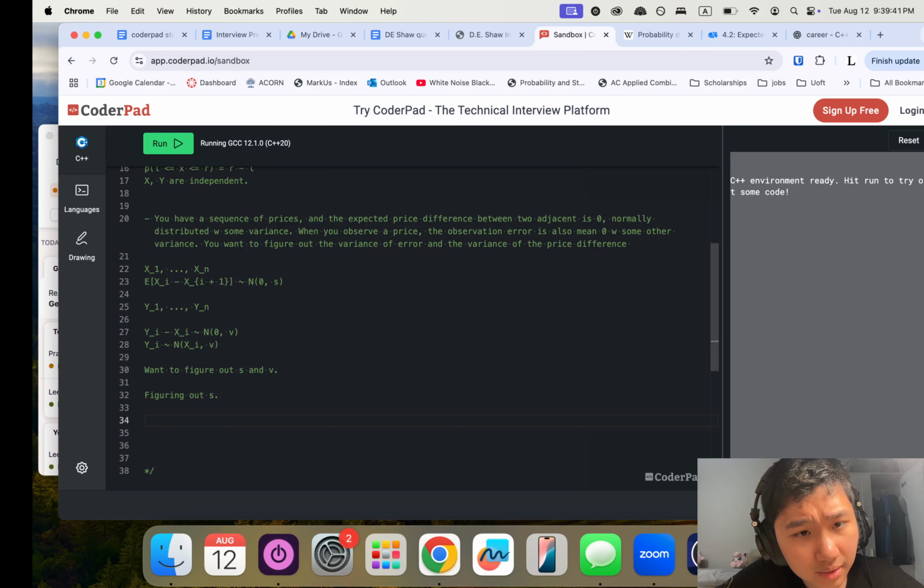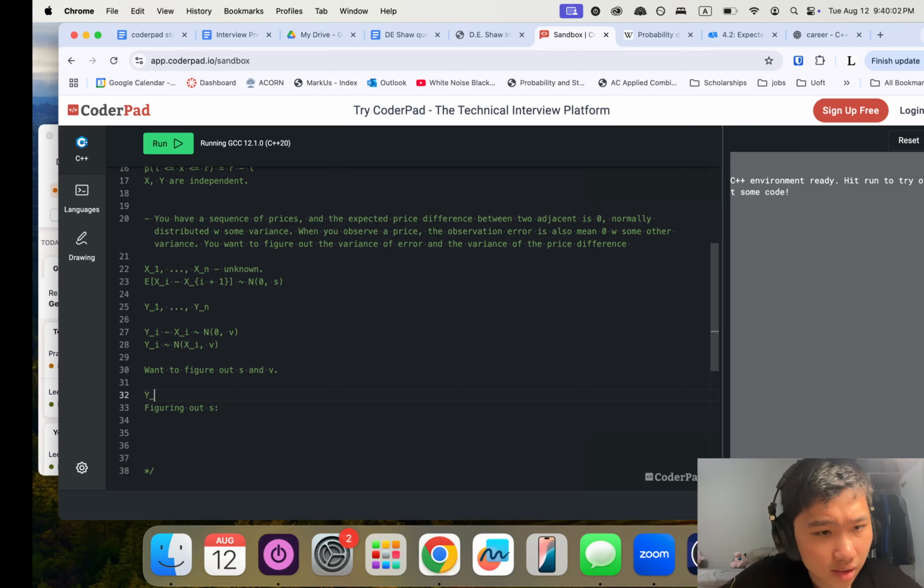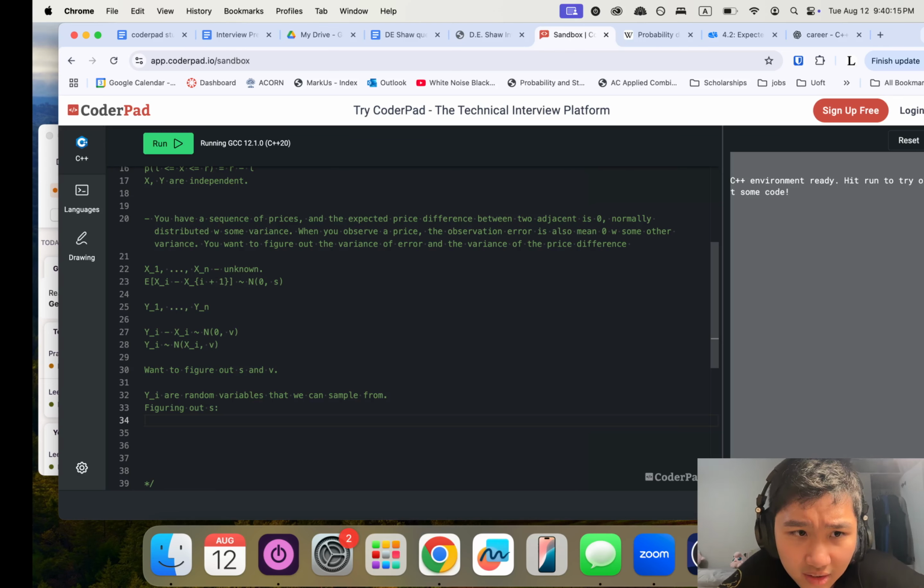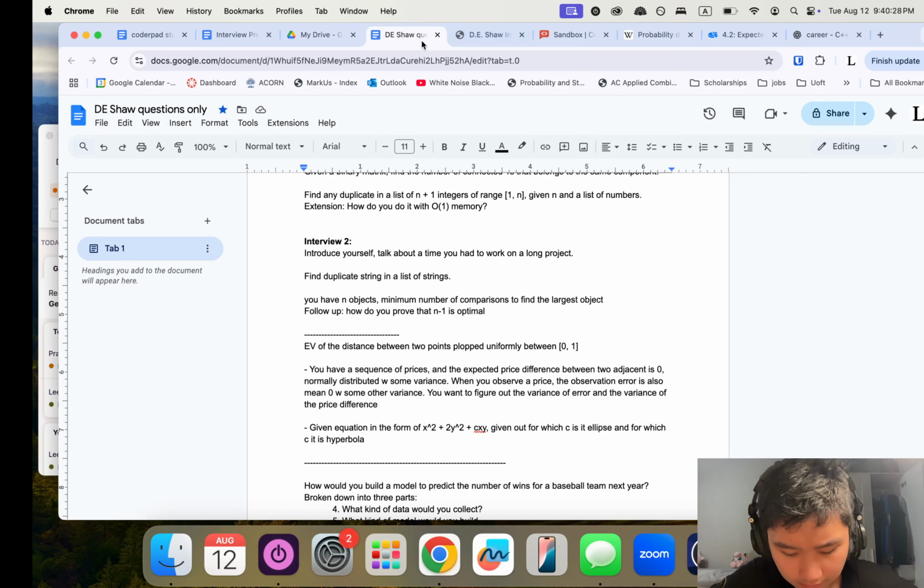If you want to figure out S, these are actually unknown. Yi's are known. Yi's can be samples from S, some other variance. I need to pull this up. These questions are really hard. It's just not working. Alright, so let's see this.